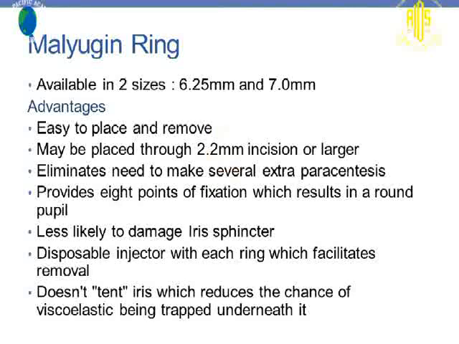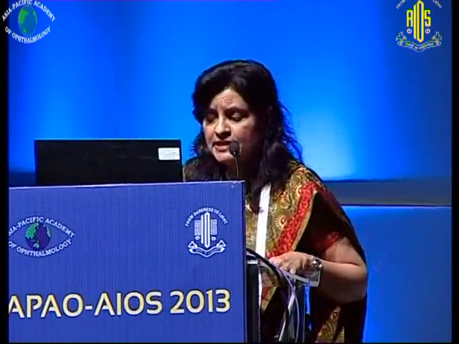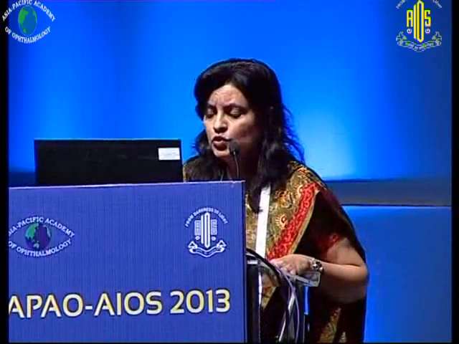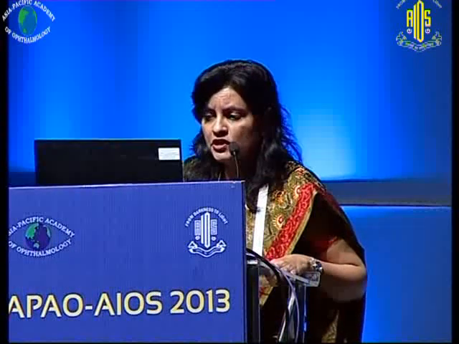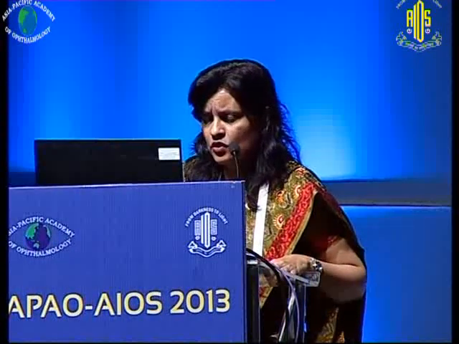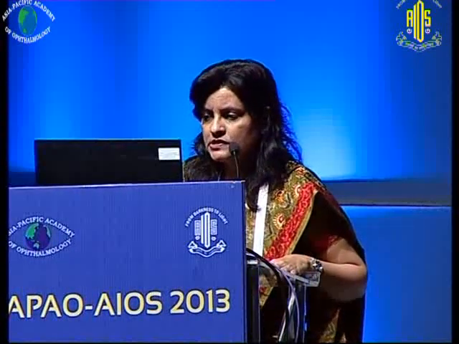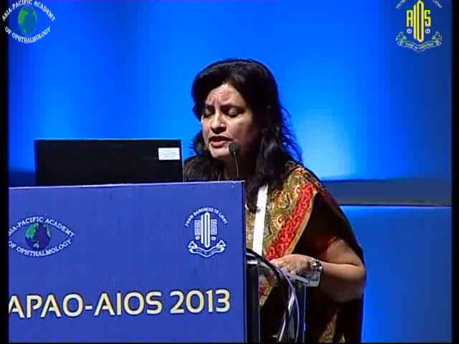The next device that we have is the Malyugin ring, which is a square-shaped temporary implant which curls at each angle of the ring that provides equidistant, gentle holding of the iris. And this first has to be placed inside the injector, and through the main incision again one can eject it out. It does not require any additional paracentesis or side port creation. It has 4 scrolls.